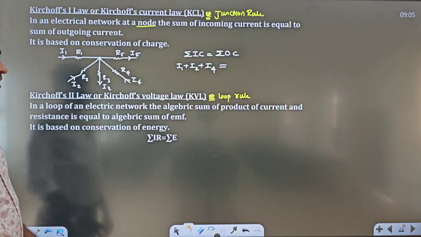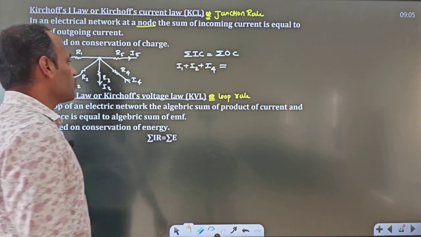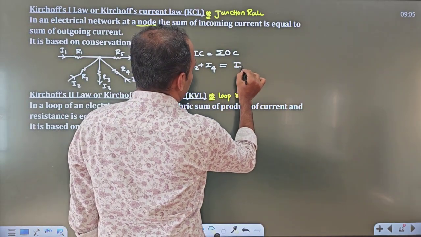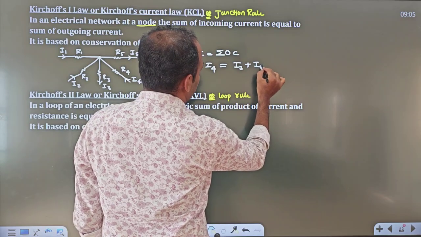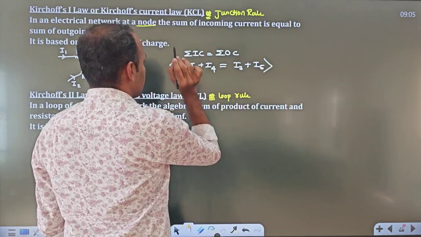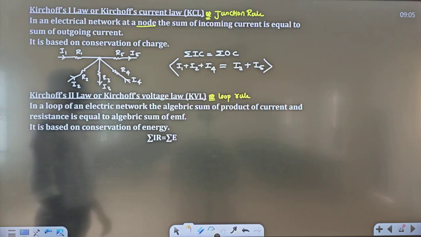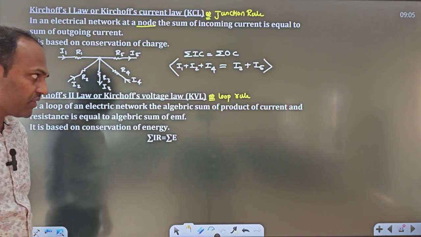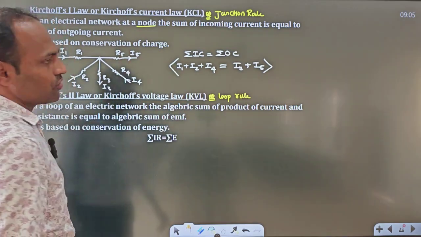Total incoming current: I3 and I5. These are outgoing currents, so this is equal to I3 plus I5. Total incoming current is equal to total outgoing current. Correct? So this is how we have to apply the first law.